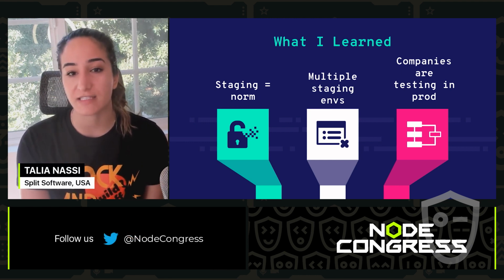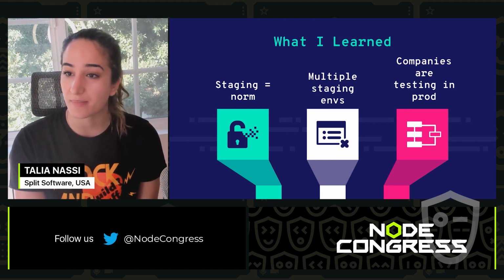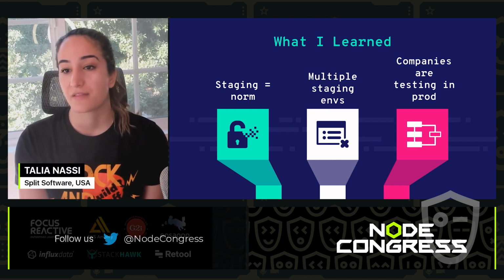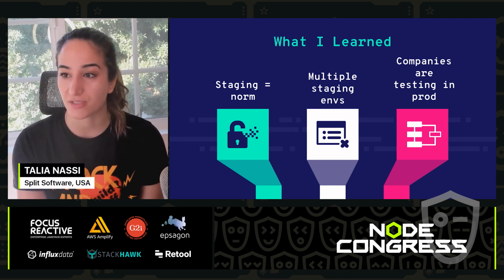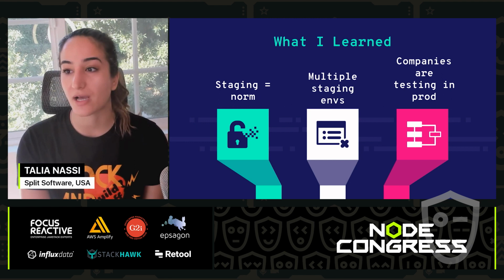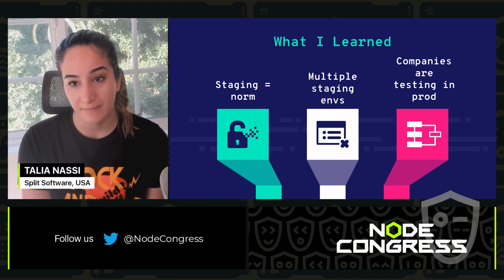The first thing is that it's the norm for companies to use staging environments, especially companies that are still waterfall. The next thing is that most companies use more than one staging environment. So staging, pre-prod, beta, most companies have more than one.